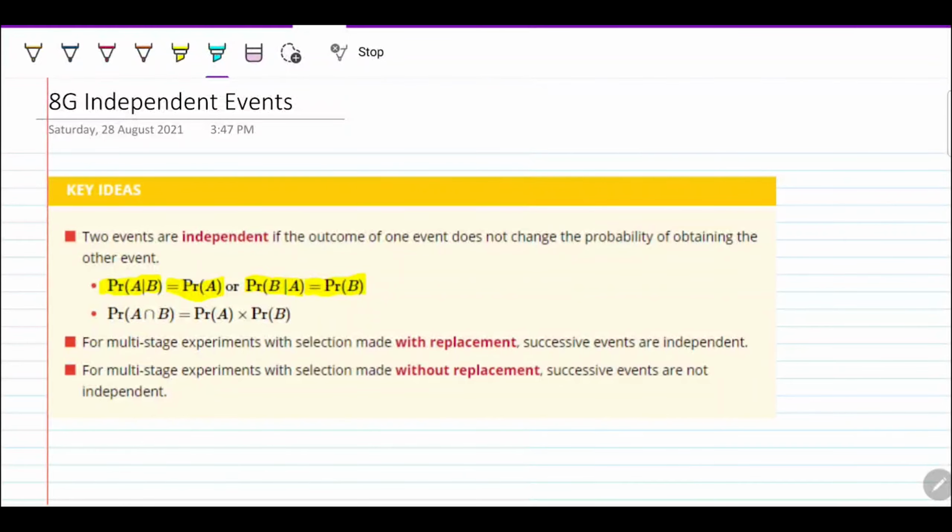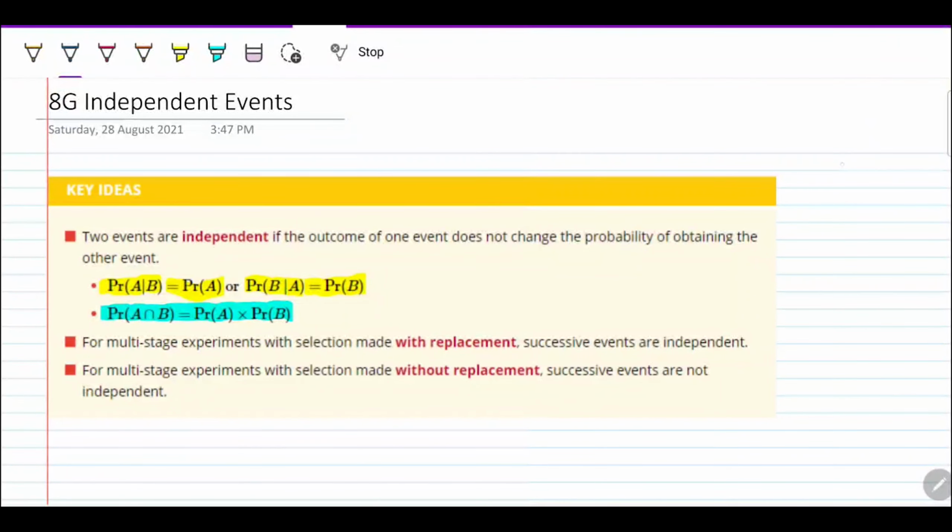The second concept is that the probability of A intersecting with B is going to equal the probability of A multiplied by the probability of B. So where does this formula come from? Let's do a bit of theory.